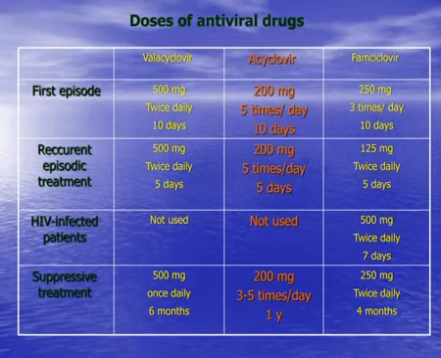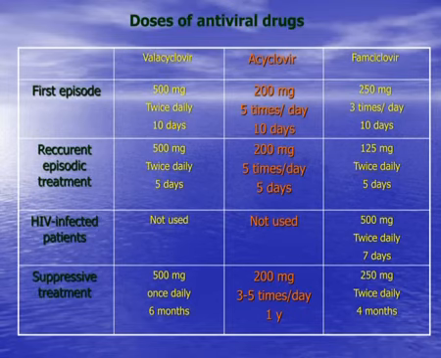Recurrent episodic treatment, valacyclovir 500 twice daily for 5 days. Acyclovir 200 milligram also 5 times daily for 5 days, and famciclovir 125 twice daily for 5 days.